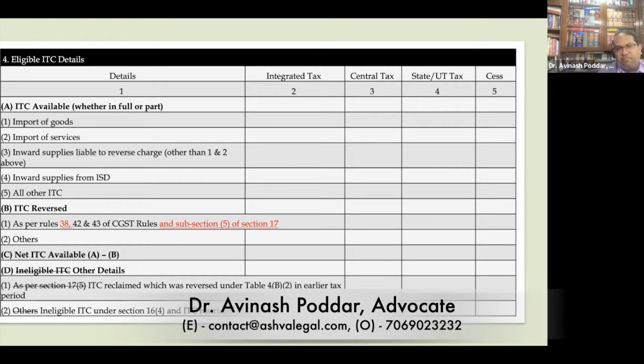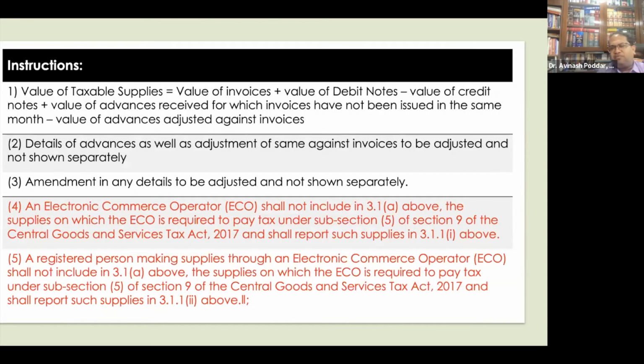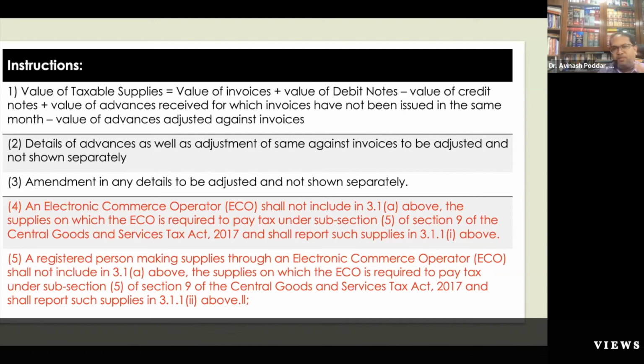This is something which is very important because 4D is only for the purpose of reporting. This is what I believe. So, friends, these were the changes which they have made in Form GSTR-3B. And these are the two instructions which they have added, which we have already covered. Instruction number 4 and instruction number 5. Instruction number 3.1.1 से related है.